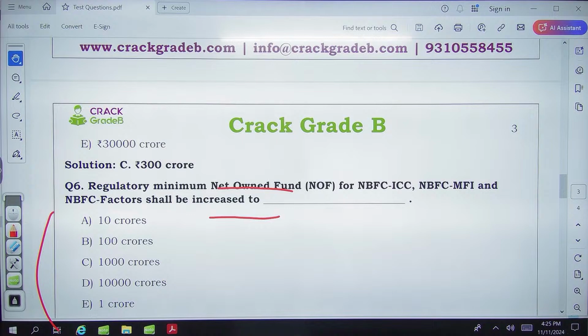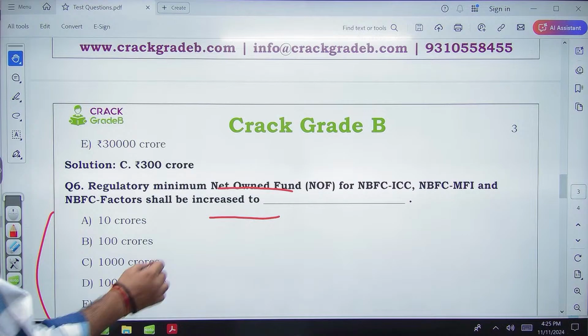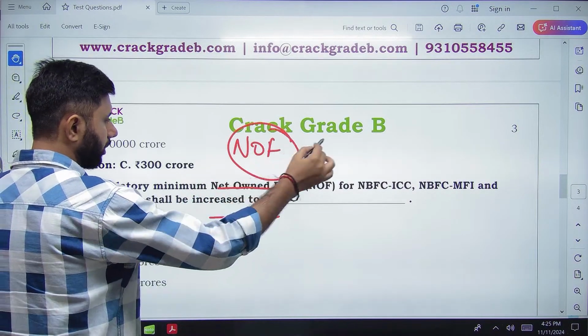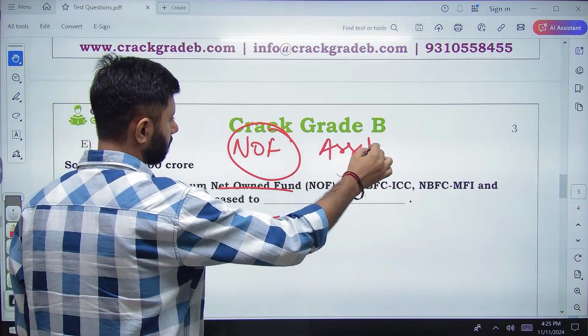Yes, sure. C was the correct answer for the previous one. What do you think is the correct answer for 6? See, every different type of NBFCs you need to be aware about in terms of its net owned fund and its eligibility in context of its assets.